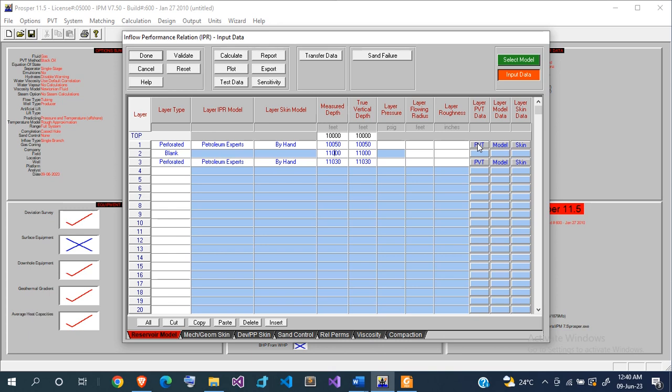Okay, let's quickly enter the parameters. So the layer pressure is 3,500 for the upper layer, right? That is 3,500. The flowing radius is 0.254, and the layer roughness is 0.001. Yeah, it's the same for both of them, 0.001. For this one, not really necessary, but I'll just supply the same information for them.